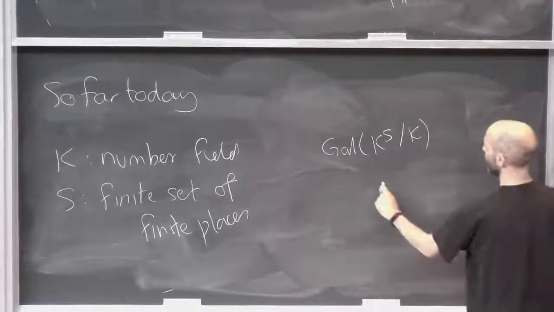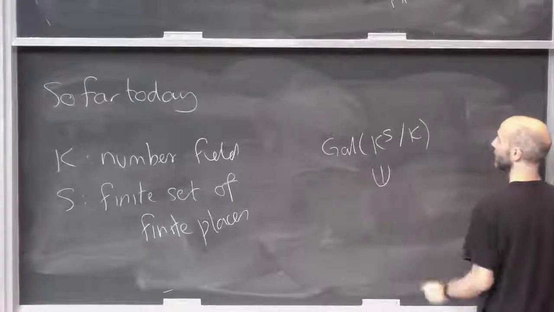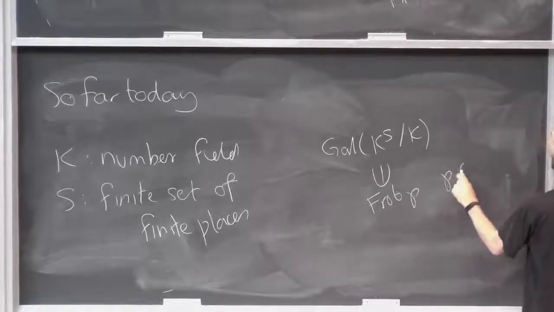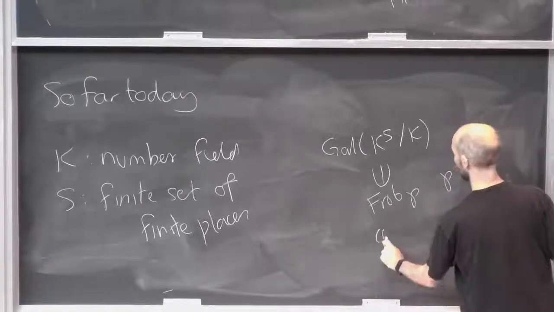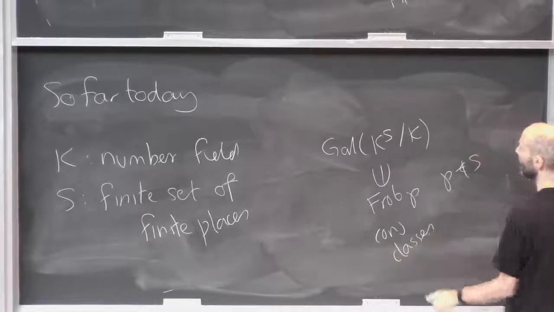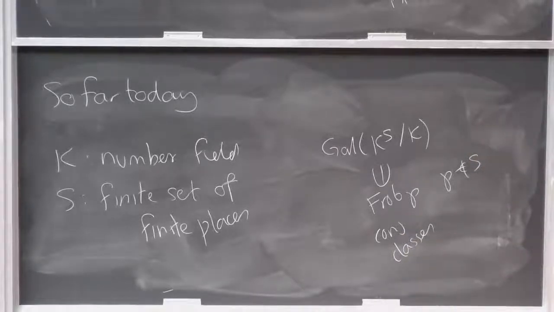And we've got names for various conjugacy classes. Frob_P, for P not in S. These are not really elements, they're conjugacy classes. So let's just cheat, and choose an element in each conjugacy class. So here's what I was trying to say in the last hour.